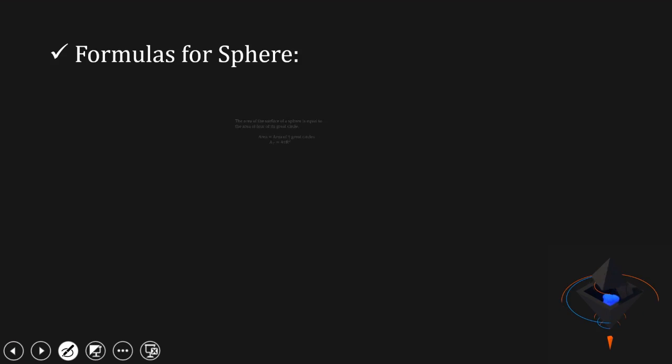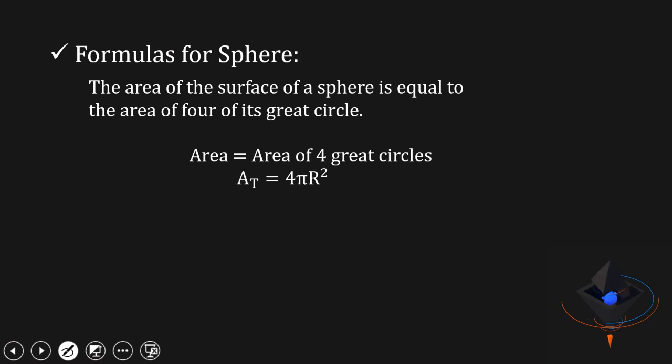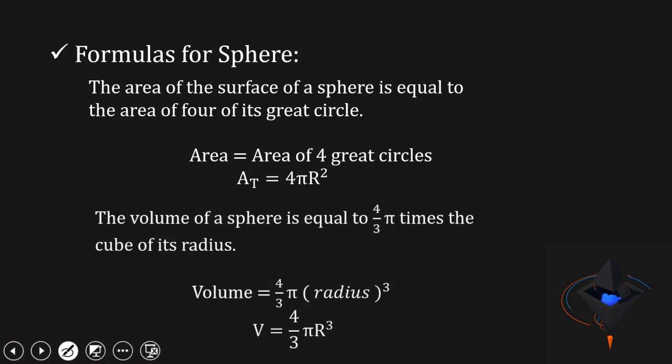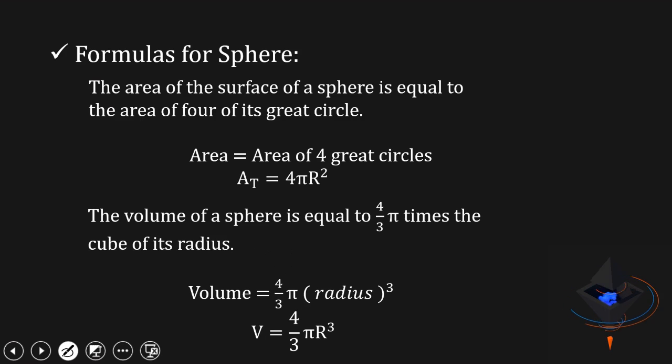For the formulas of a sphere, the area of the surface of a sphere is equal to the area of 4 of its great circles. So the area would be equal to 4 pi r squared, since the area of a circle is pi r squared, and it would be multiplied by 4. Next is the volume of a sphere.